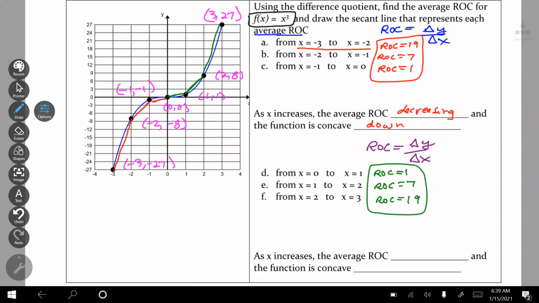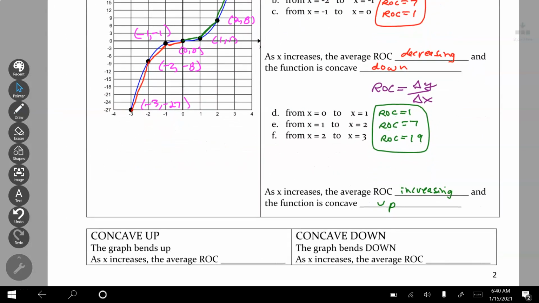And obviously these numbers are all positive because this function is going uphill, increasing. But the trend of these numbers, 1 to 7 to 19, my rate of change values are increasing because this graph is concave up. Increasing rate of change, concave up. Decreasing rate of change, concave down. And actually that's what I'm going to put on the bottom.